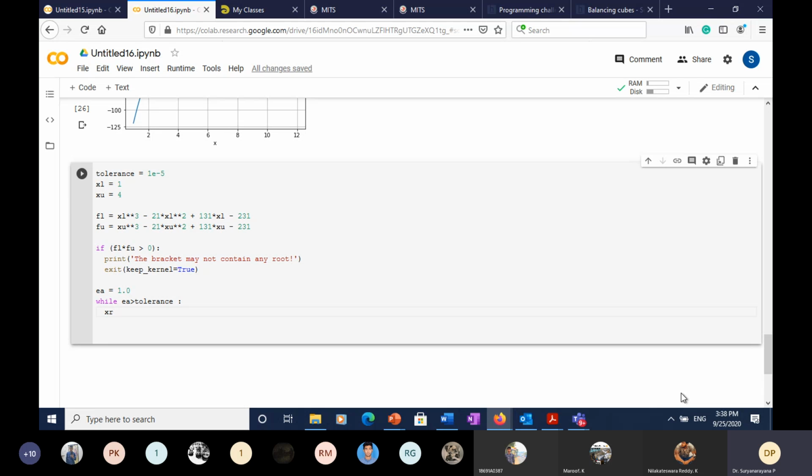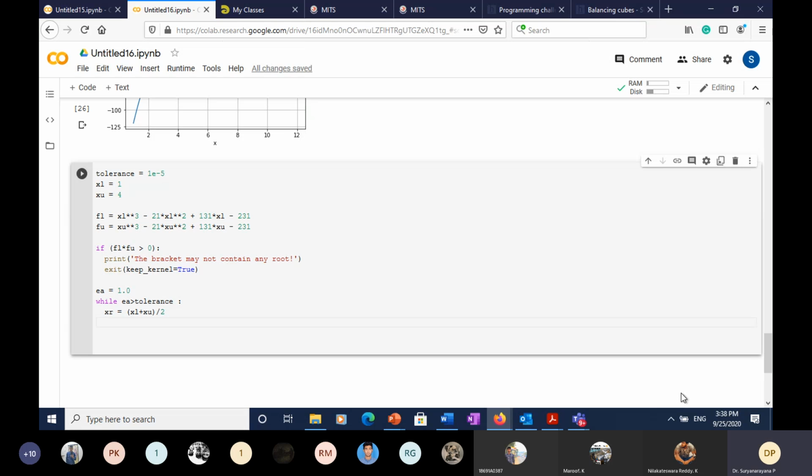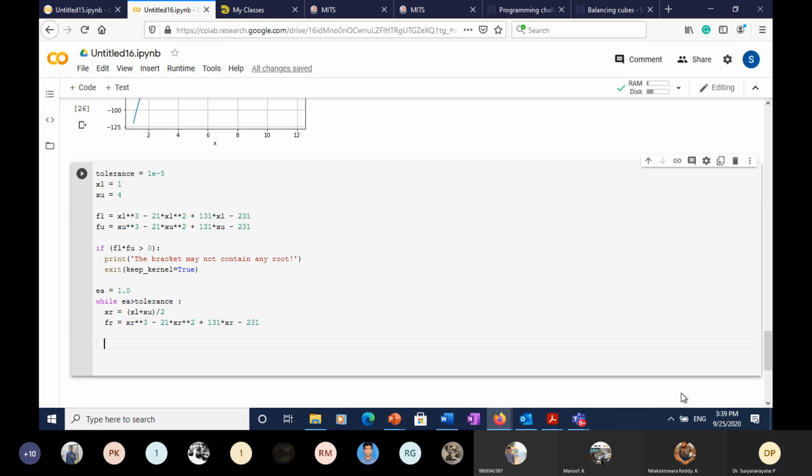You have to find the root. The root in the bisection method is simply XL plus XU divided by 2. That is your root. Then you find the function value at the root. See, in the morning I explained, right? You find the function value at the root, then you look at the sign of that, XR. So you are finding the function value at the root.